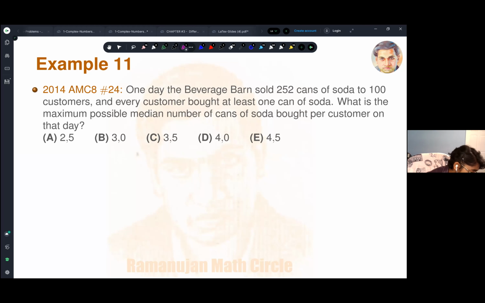Okay, so let's look at this example. One day, the Beverage Barn sold 252 cans of soda to 100 customers, and every customer bought at least 1 can of soda. What is the maximum possible median number of cans of soda bought per customer on this day?